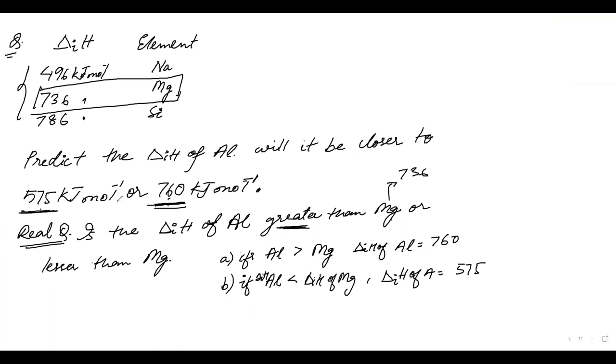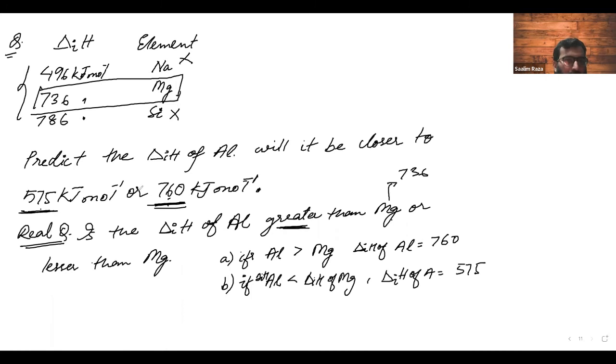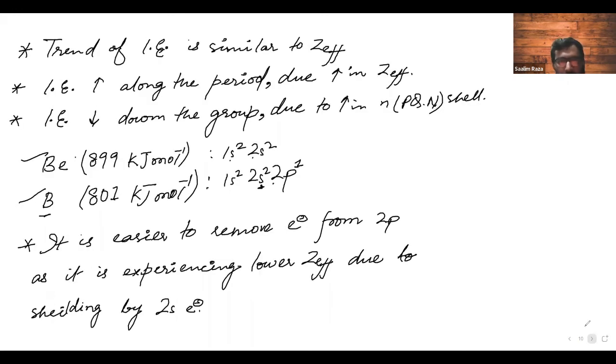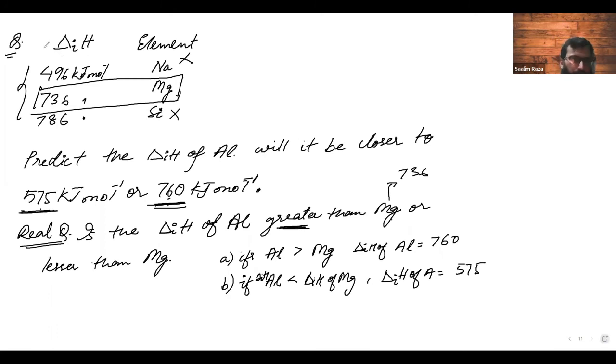So we did not need the ionization enthalpy for sodium and also for silicon. Now we will compare between aluminium and magnesium, as we had compared between beryllium and boron.